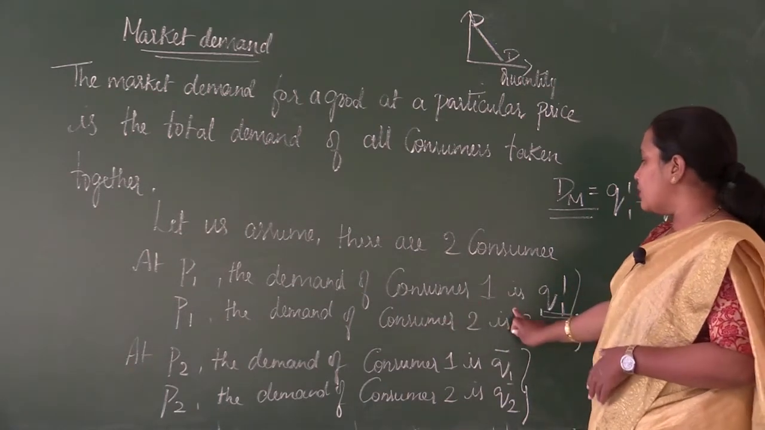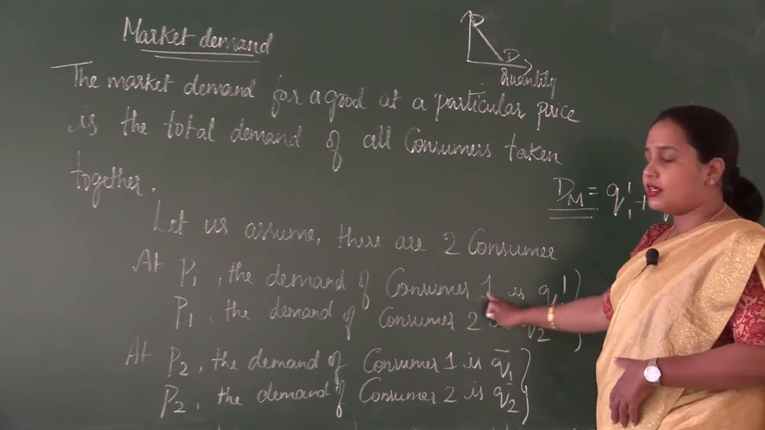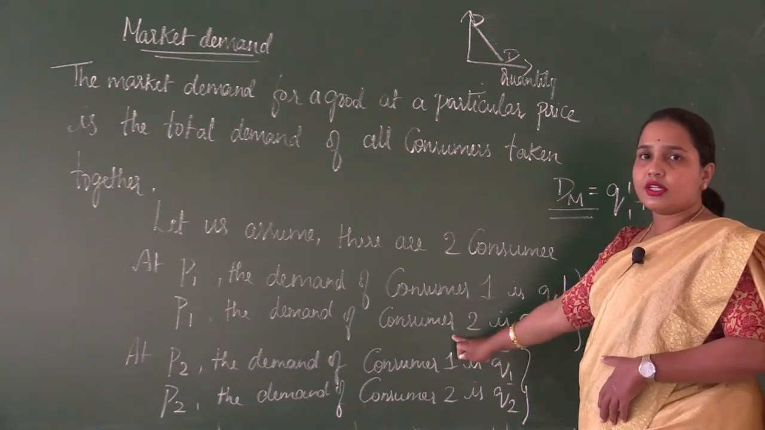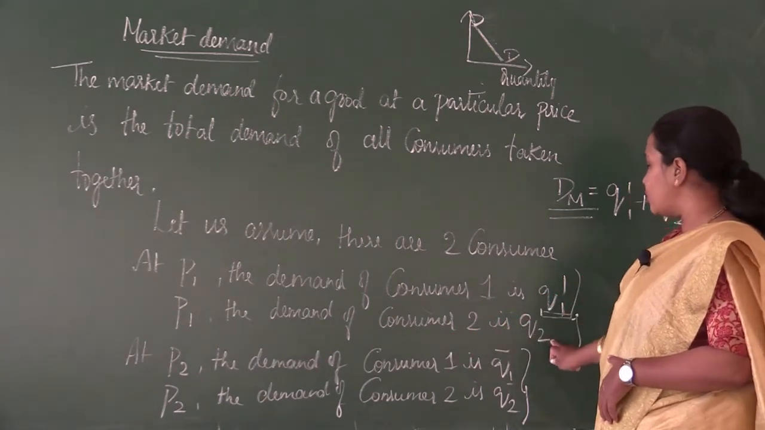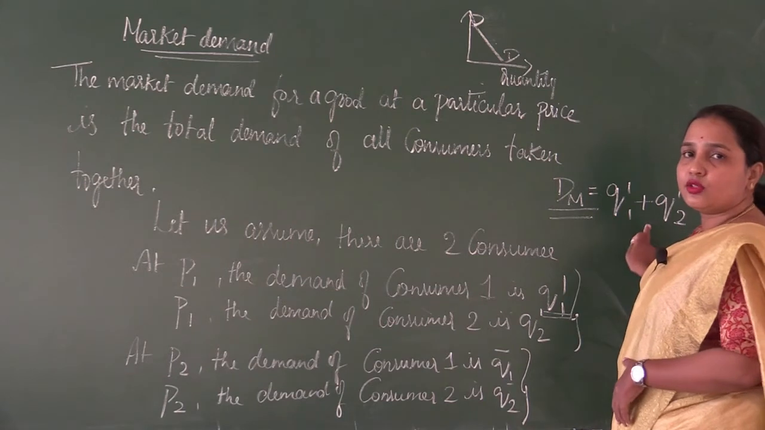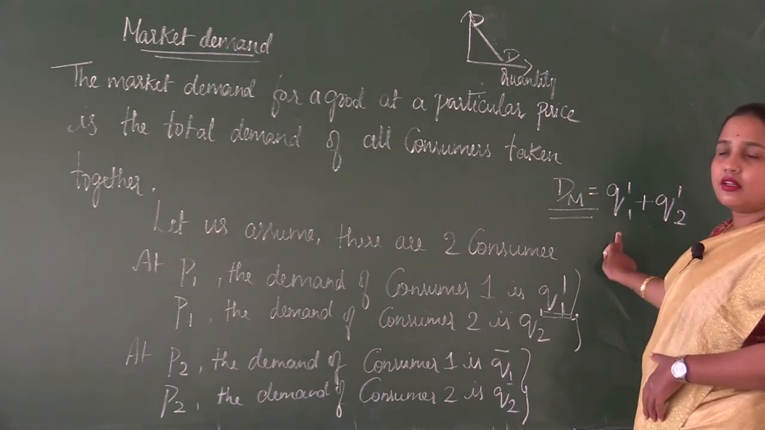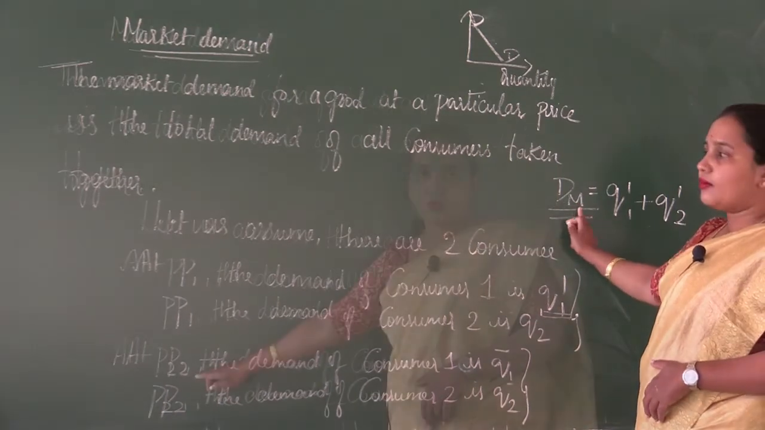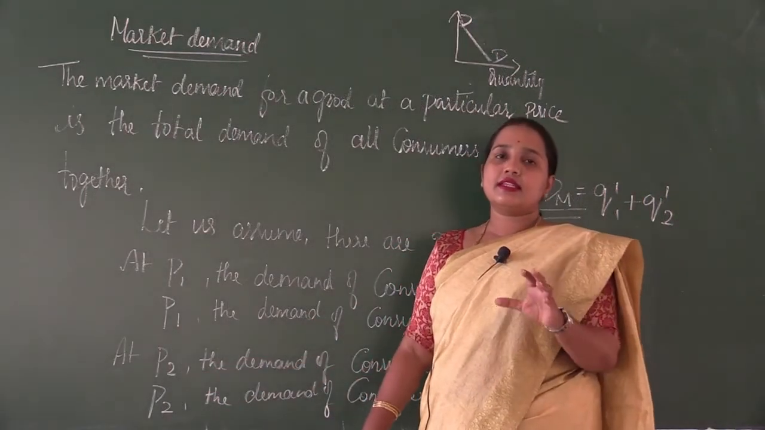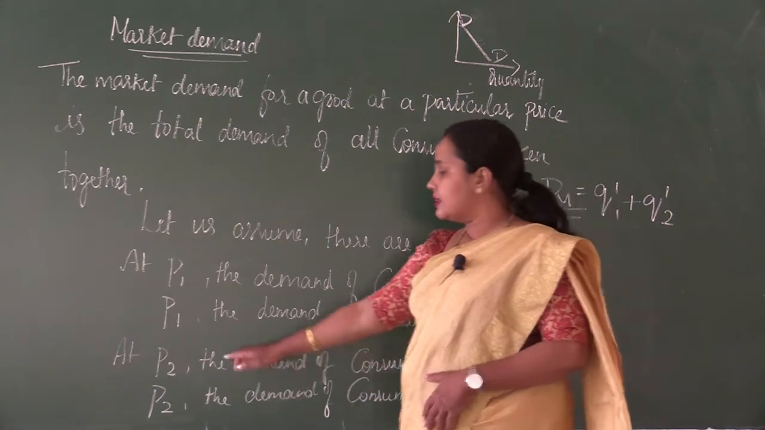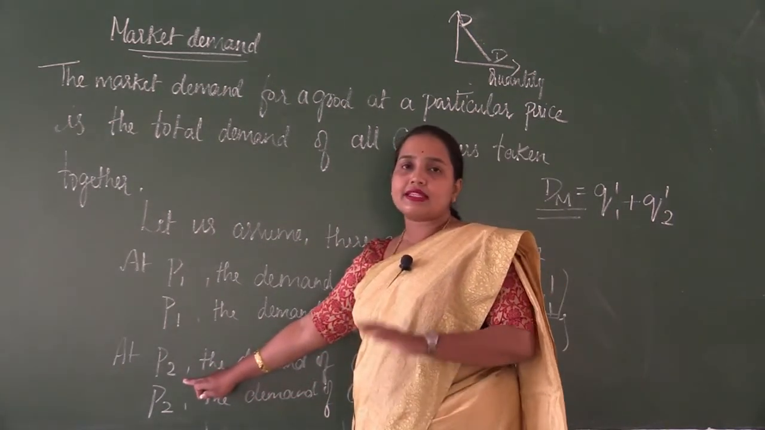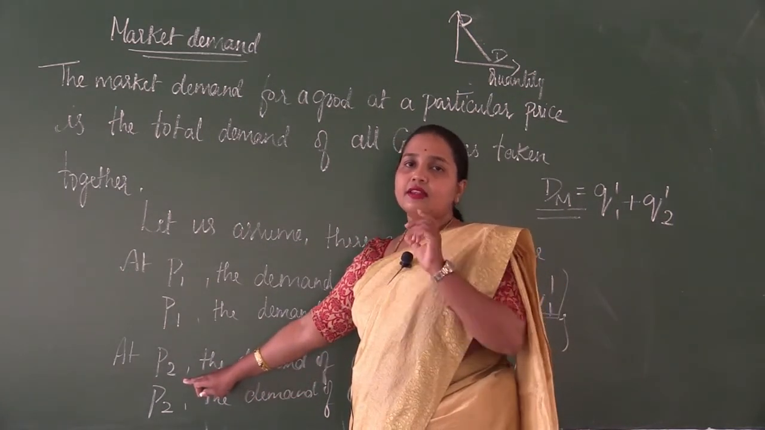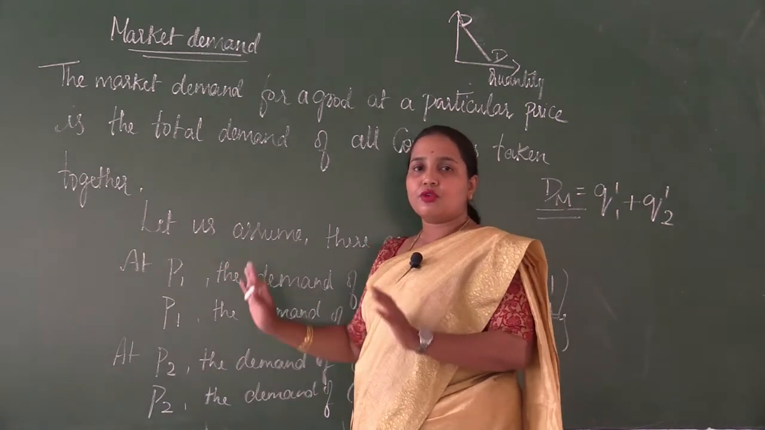Here, the individual demand of consumer 1 is Q1, the individual demand of consumer 2 is Q2. We just added the 2 consumers' demand here. Q1 plus Q2 gives the market demand. Similarly, let us consider another price, that is P2. Now the price is reduced. Let us understand that the price has come down from P1 to P2.